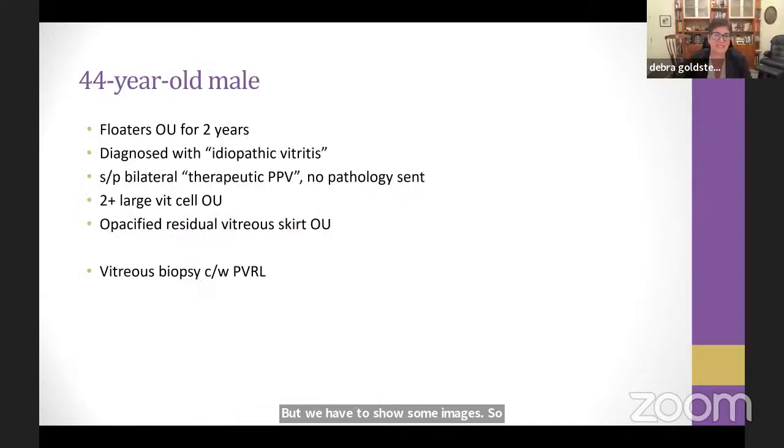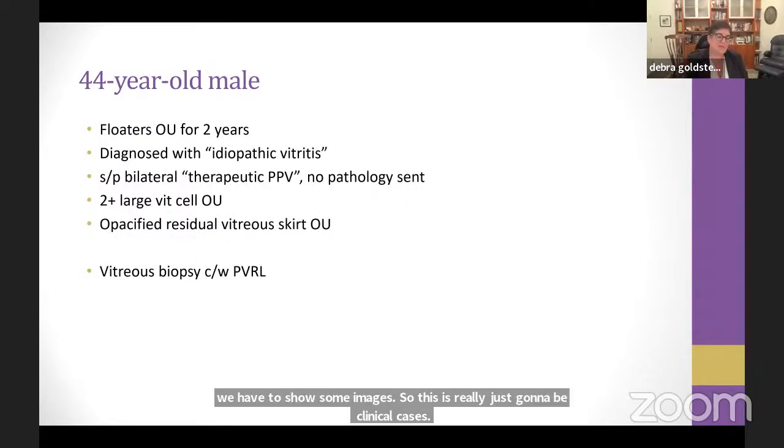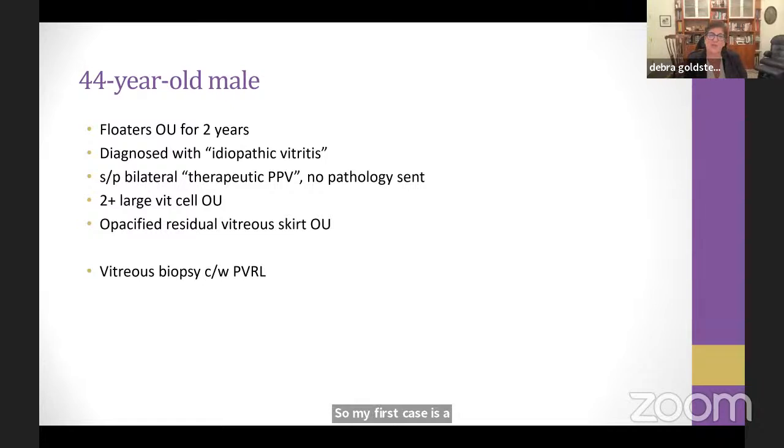So my first case is a 44-year-old male who's had floaters in both eyes for more than 2 years. And I want you to pay attention to just how young this guy is. He's been diagnosed elsewhere with idiopathic vitritis and had therapeutic pars plana vitrectomies with the specimen thrown in the garbage. When I see him, he has 2+ large vitreous cells and an opacified vitreous skirt. And we finally convinced him to have another vitrectomy, and the diagnosis was consistent with PVRL.